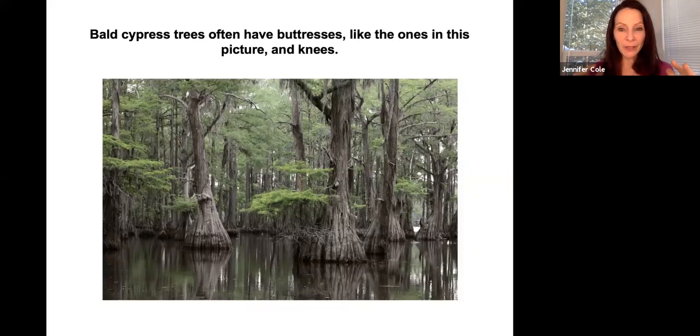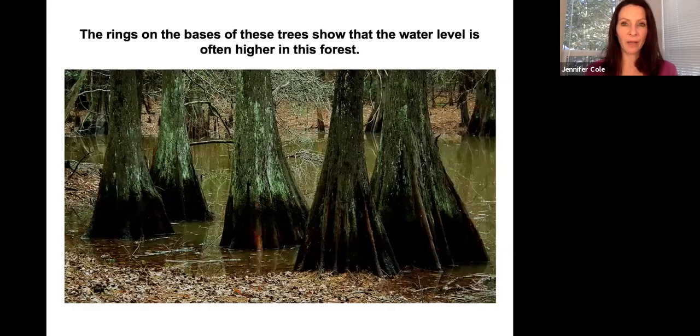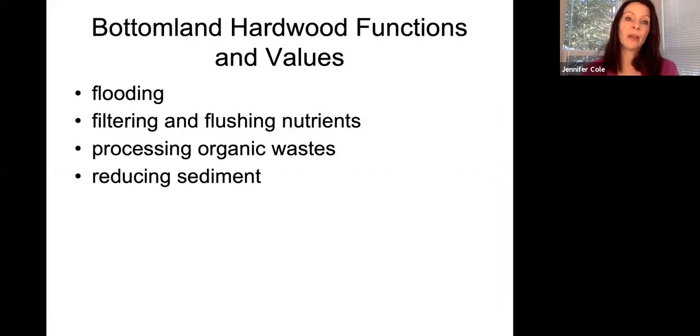So they have these buttresses, which are the big, giant flared bases of the tree. And that is a way for them to get oxygen. It's also a way for them to stay standing, even though there's water here. So it's for structural support. There's another picture, and you can see the rings on the base of these trees showing that water is usually a lot higher here. So this would be a summer picture of these trees.